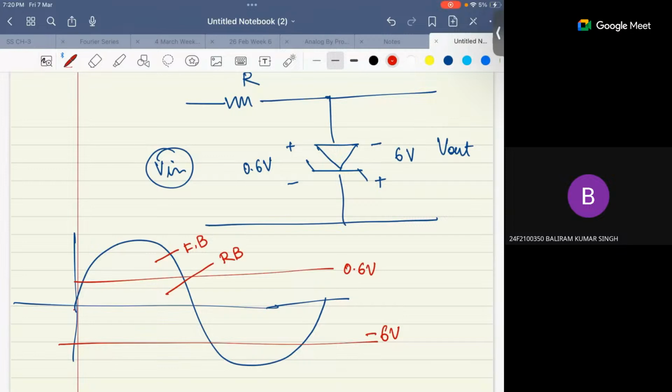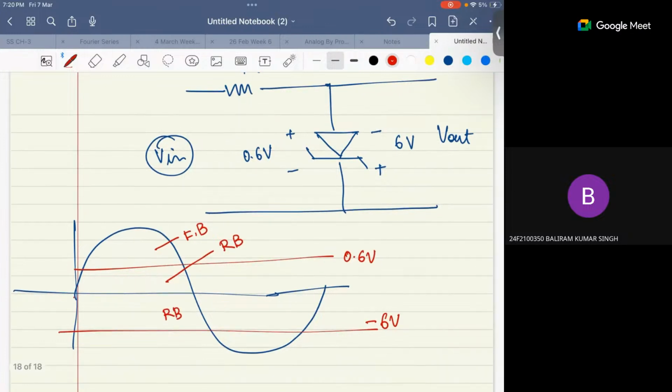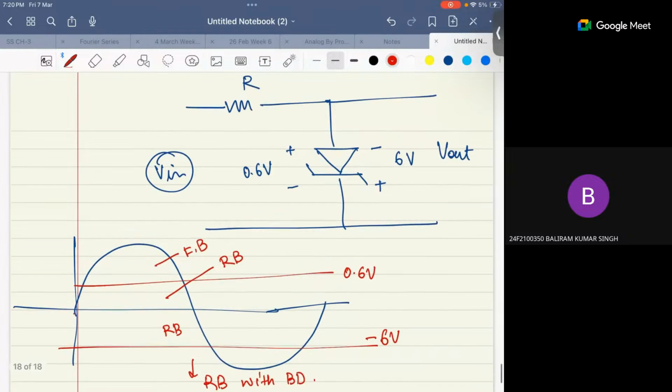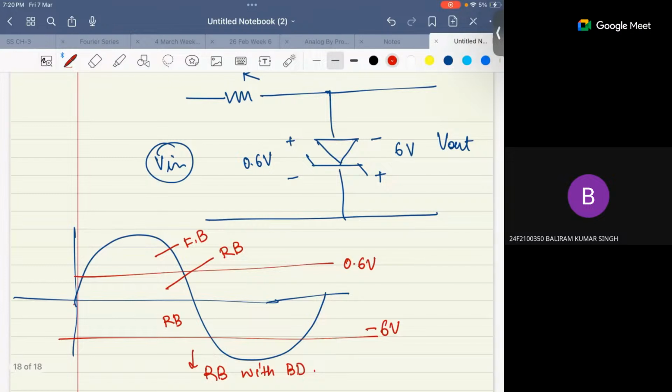Reverse bias without breakdown, right? Yes, sir, reverse bias without breakdown. If I decrease further from minus 6 volt, it will be reverse bias with breakdown. Is it clear to everyone, or should I solve it?